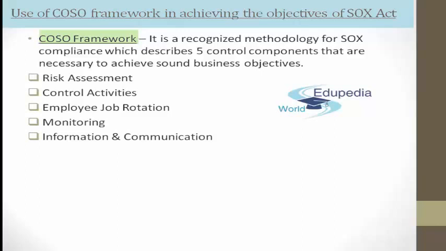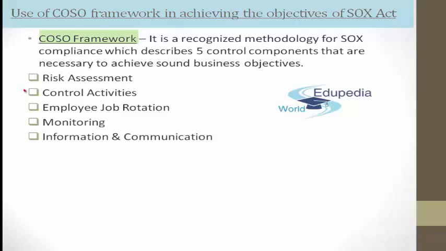So what is the COSO framework first of all? It is a recognized methodology of SOX compliance, which describes 5 control components that are necessary to achieve sound business objectives. That's the brief idea. Thus under COSO, for an internal control to operate effectively, there are 5 components.